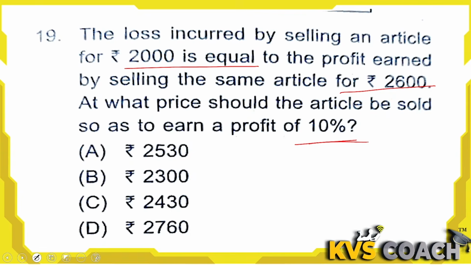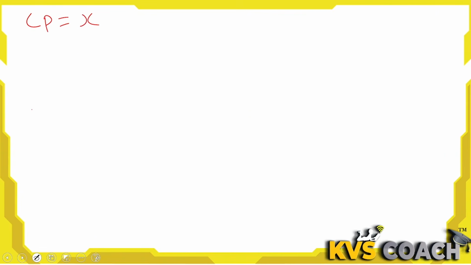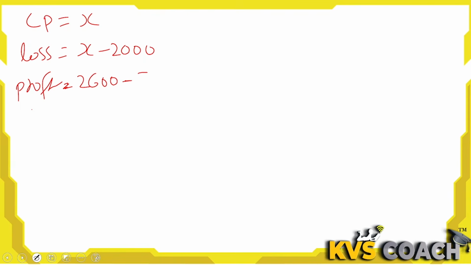So what we have to do? We have to find the cost price. Here I am taking CP equal to x, and loss is equal to cost price minus selling price, that is 2000. And profit is equal to selling price minus cost price, that is profit. Okay, so here they are saying that the profit and loss are equal. So according to the equation, x minus 2000 is equal to 2600 minus x.